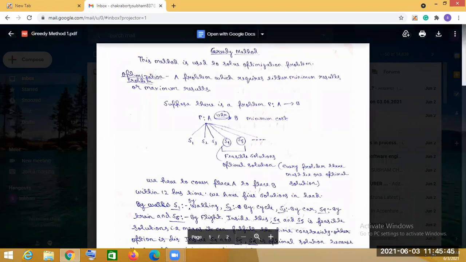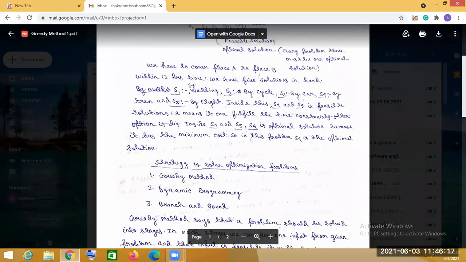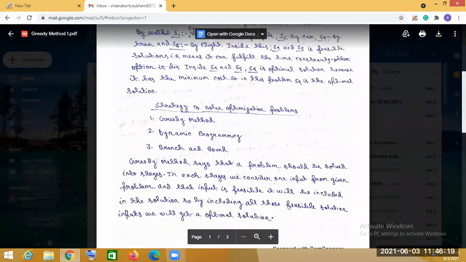Now the strategy to solve the optimization problem. For solving the optimization problem, there are 3 strategies we can follow. These strategies are the greedy method, dynamic programming, and branch and bound. Our first strategy, which we will discuss, is the greedy method. First we will learn what the greedy method strategy is.